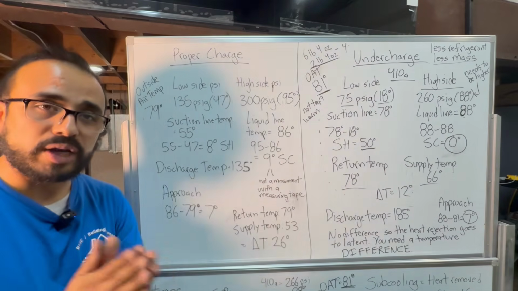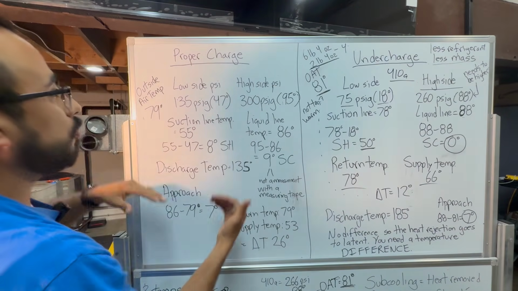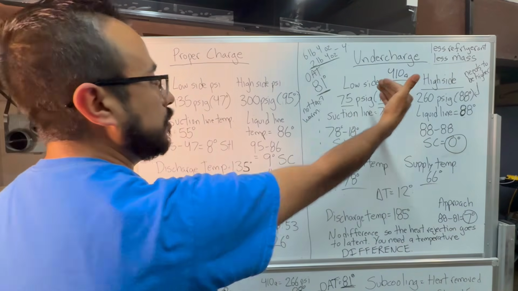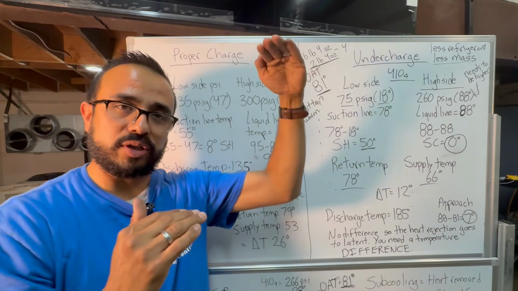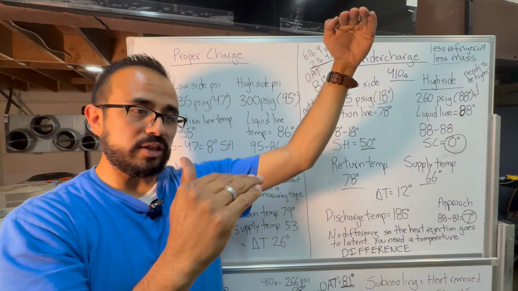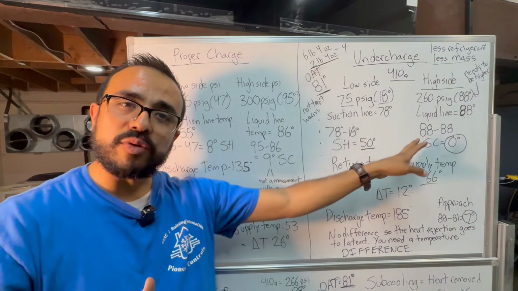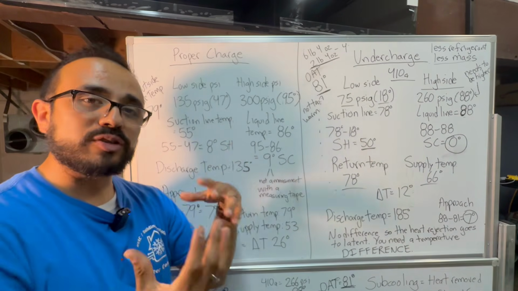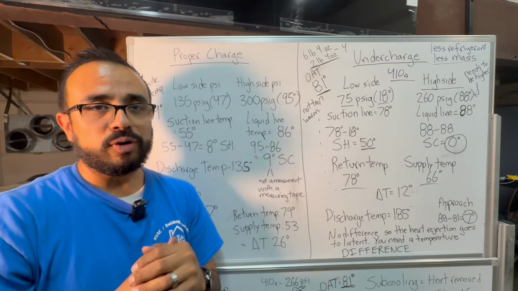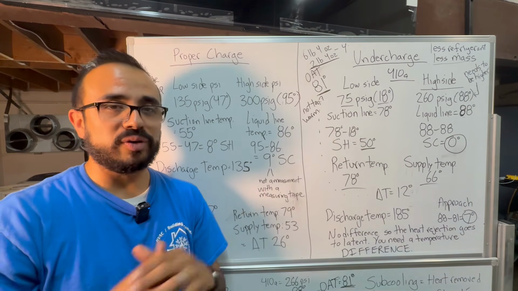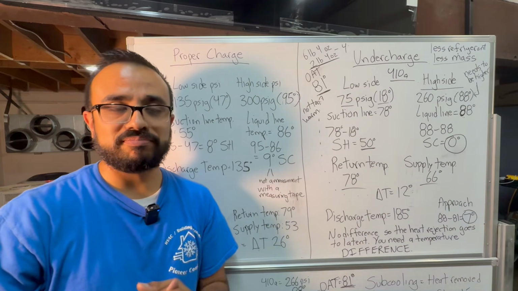But yes, now you can see with the properly charged system and an undercharged system, the key is we need a higher condensing temperature so then we can reject more heat to the ambient. Right here, we couldn't do that. Right here, we could because we had more refrigerant. It was properly charged. So now let's go over another scenario, an overcharged system.